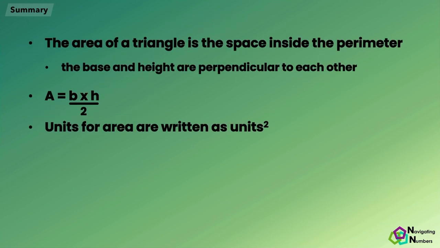Let's go ahead and summarize. The area of a triangle is the space inside of the perimeter of the triangle. The base and the height of a triangle are always perpendicular to one another, which means they form a 90-degree angle. Remember, this is shown with the little square. The formula is base times height divided by 2. And remember that units for area are written as units squared.